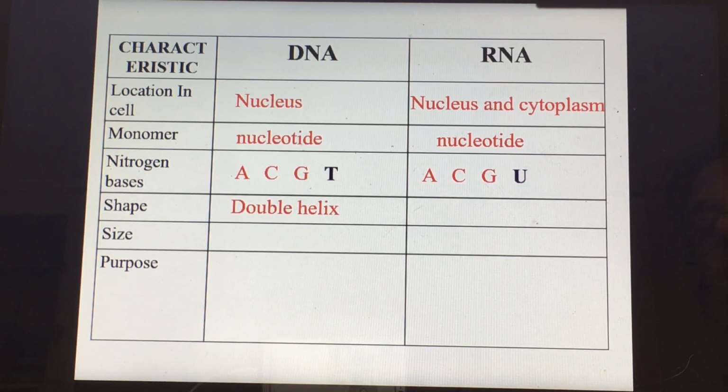DNA is in the shape of a twisted ladder called a double helix. Now there are 3 types of RNA, and they vary in shape, but they are always single-stranded, so that's what the SS means on that particular screen.